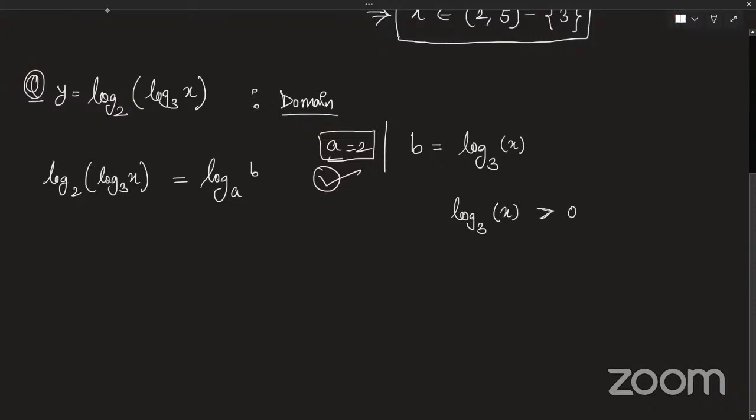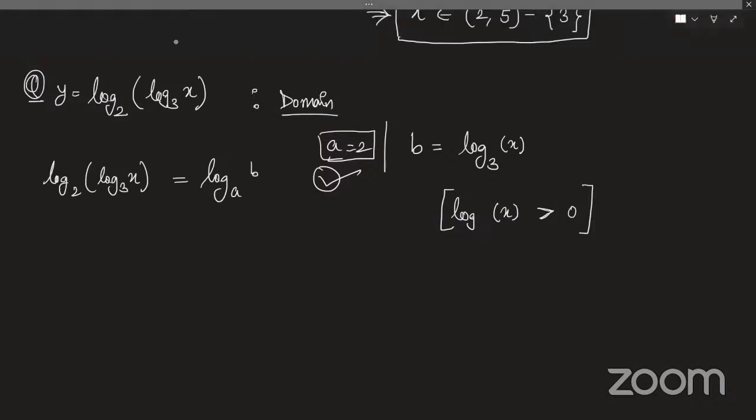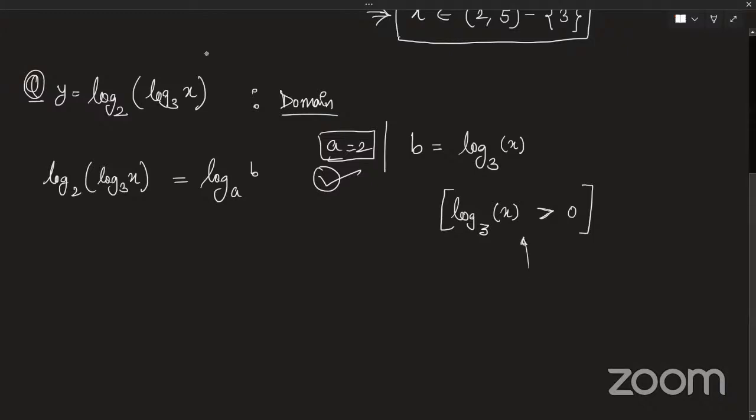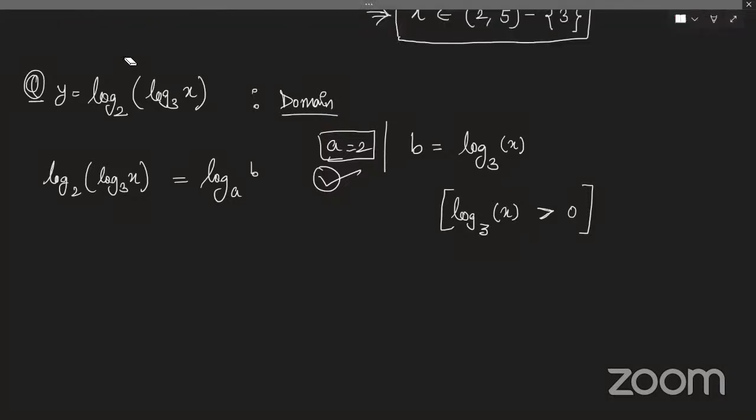So tell me, what are the possible values of x? What should be the possible values of x such that when I take its log to base 3, the result is positive? What is the set of x that I can input over here so that when I take its logarithm to base 3, it turns out to be positive?